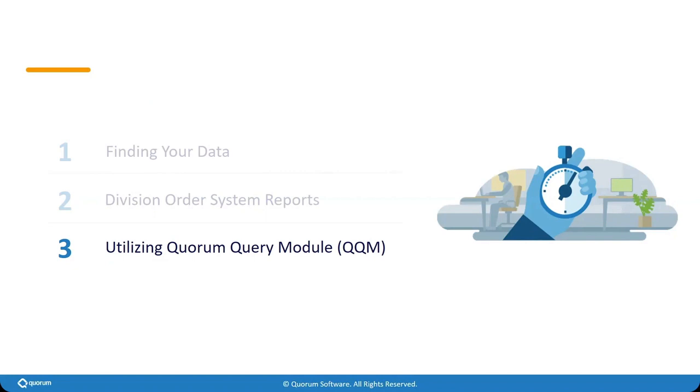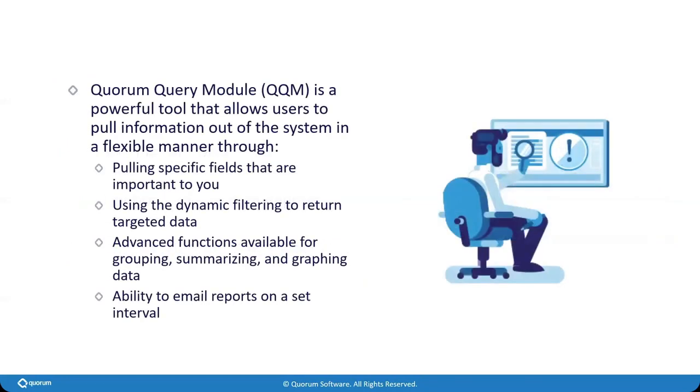And now we'll move into utilizing Quorum Query Module, otherwise known as QQM. This is our ad hoc reporting tool. And so, there's some real benefits to being able to have these ad hoc reports. So QQM is a powerful tool. It's going to allow you to pull information out of the system in a flexible manner.